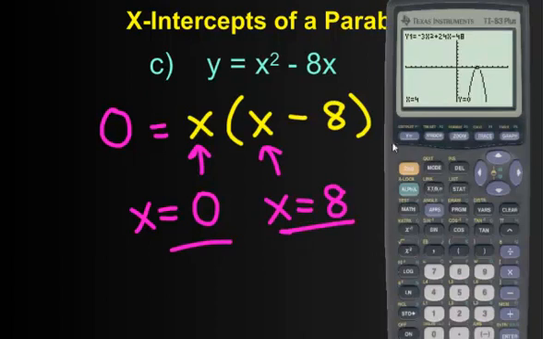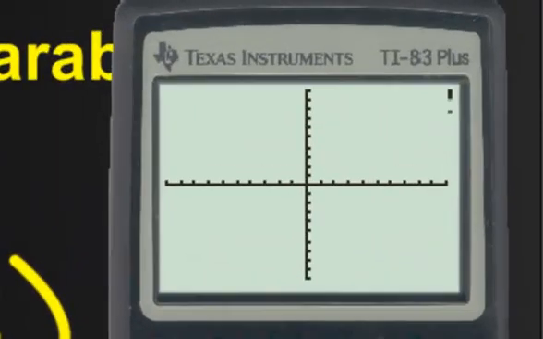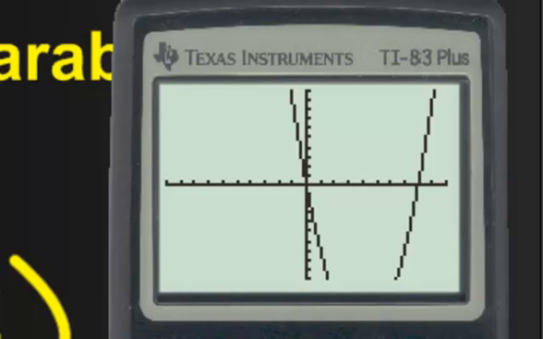Let's prove it. Let's push y equals and then clear. And type in x squared, just like you see it, minus 8x. Let's graph it. Okay, let's see if the two answers that we got are right. Let's push trace. And, well, I didn't even have to type it in, it's already there. X equals 0, y equals 0. This is our x-intercept, but there's more than one. We found the number 8 to also be our x-intercept. So x equals 8. Sure enough, y is 0. It's perfect. And it's flashing exactly on the spot. Those are our two x-intercepts.